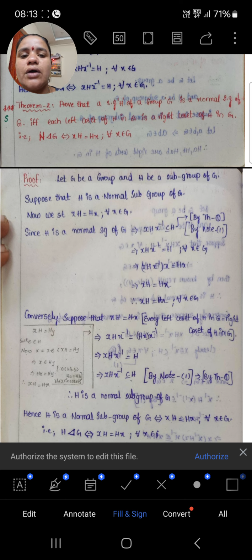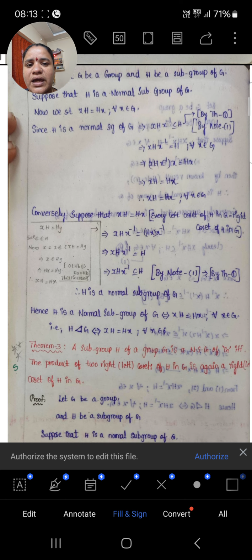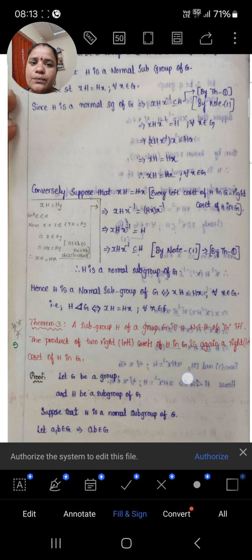So first we have to assume that H is a normal subgroup of G, and we have to prove that each left coset of H in G is again a right coset of H in G. So H is a normal subgroup of G implies xHx⁻¹ contained in H, which implies xHx⁻¹ is equal to H.